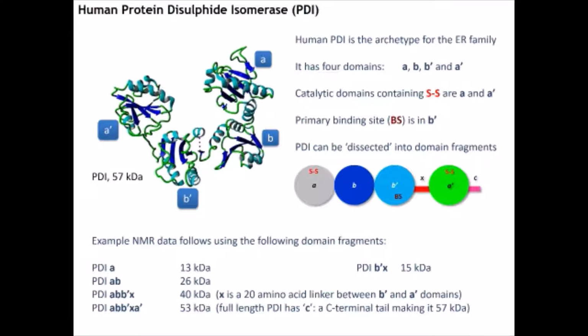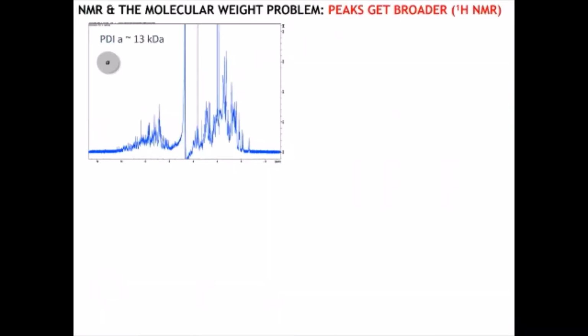They have different sizes and different weights in the slide. You also have this X section, which is just a sequence of 20 amino acid linkers between two of the domains, and the full length PDI also has a C fragment, a C terminal tail. So the whole protein is 57 kilodaltons.